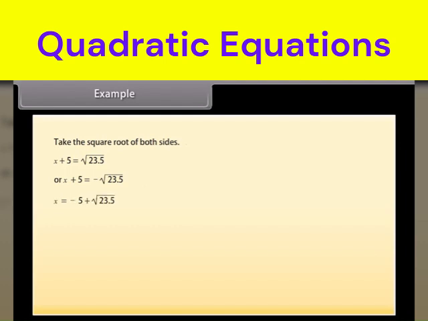x is equal to -5 + the square root of 23.5, or x is equal to -5 - the square root of 23.5. x is equal to -0.152, three significant figures, or x is equal to -9.85, three significant figures.